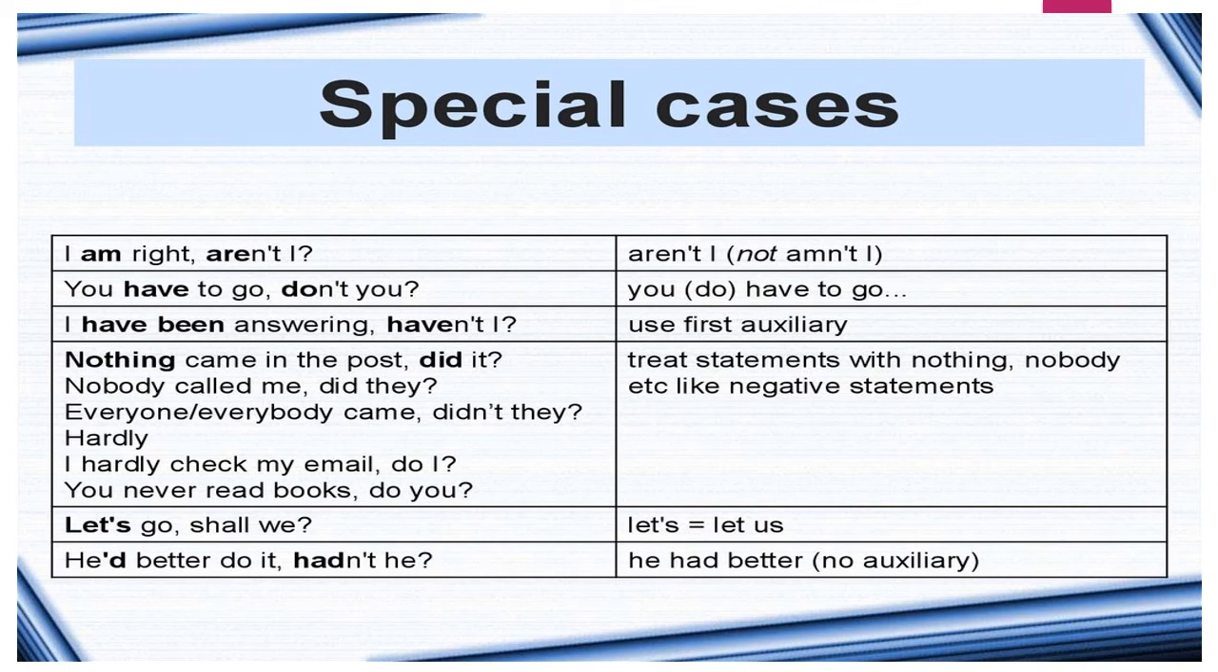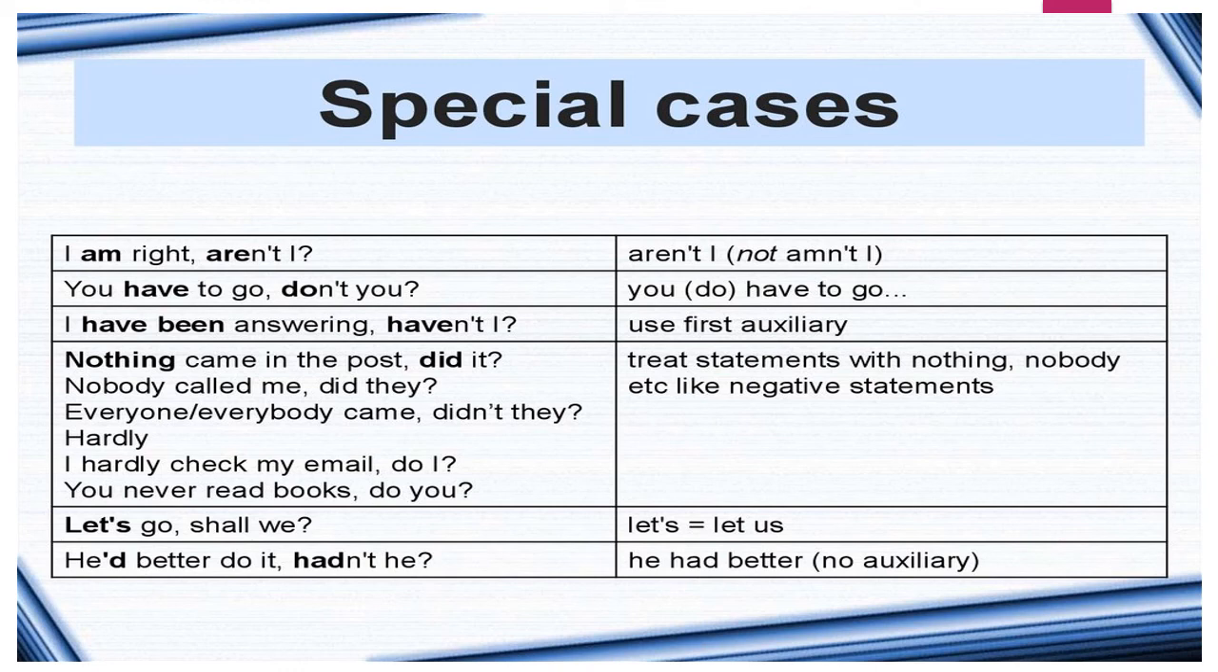Everyone or everybody came. Again, no auxiliary verb. Split the main verb in terms of do, does, did. Did plus come makes came. So take did from there and see the sentence is positive. Make it negative. Didn't they?